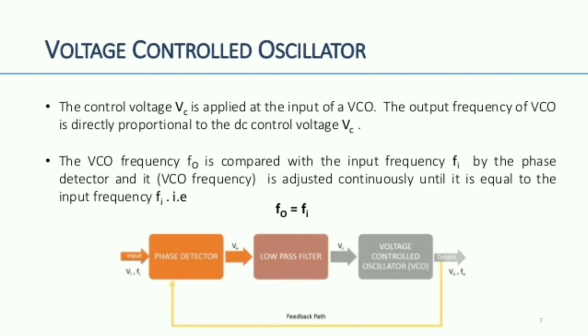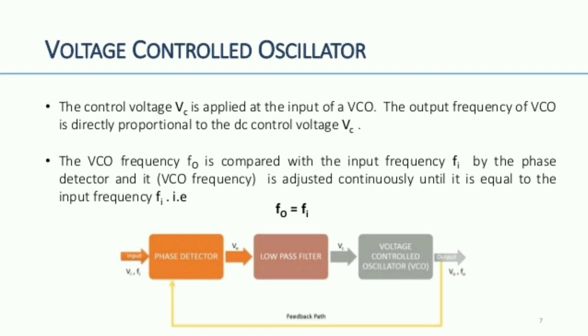Next is the voltage controlled oscillator. The voltage controlled oscillator is another block of your phase locked loop system. The control voltage VC from the filter is applied to the input of the VCO, that is the voltage controlled oscillator. The output frequency of this oscillator is directly proportional to the DC voltage, that is the control voltage VC, right?